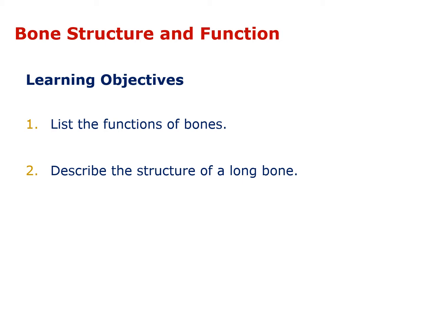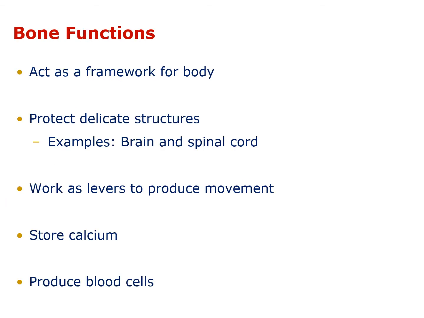So listing the functions of bones and describing the structure of a long bone come first. Bones act as a framework for the body. They protect delicate structures such as your brain, spinal cord, and even your heart. They work as levers to produce movement. They store calcium and produce blood cells, and that happens in the red bone marrow.